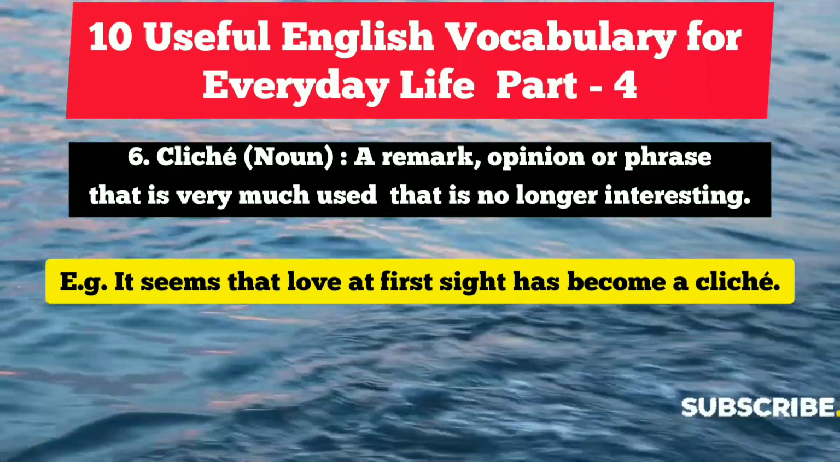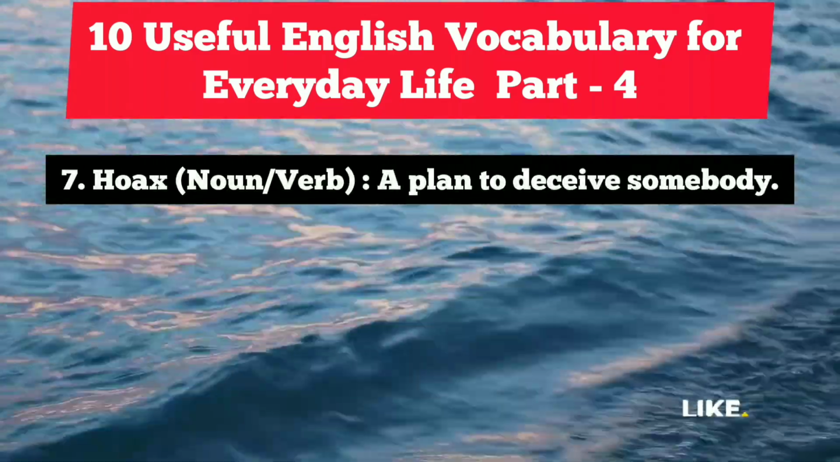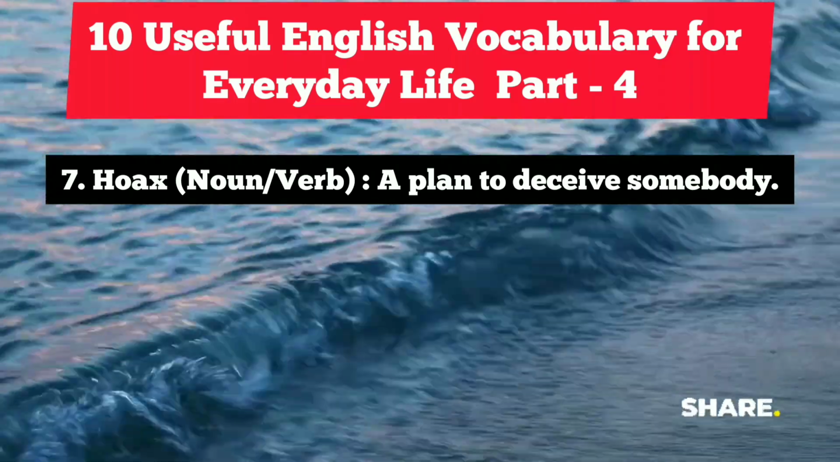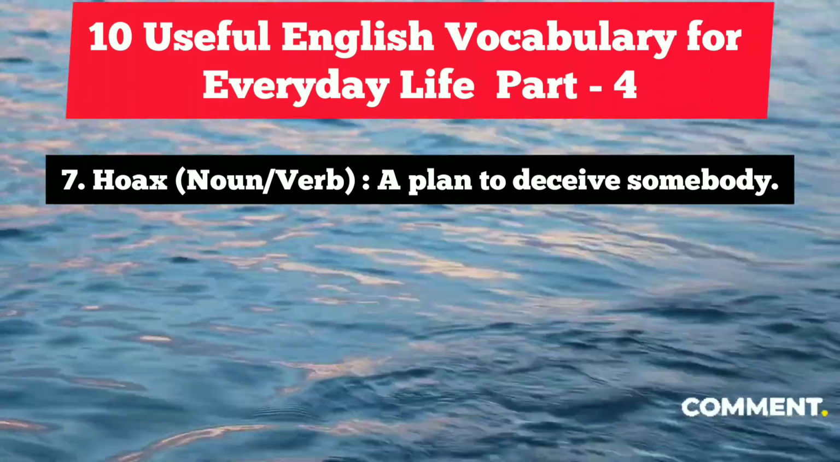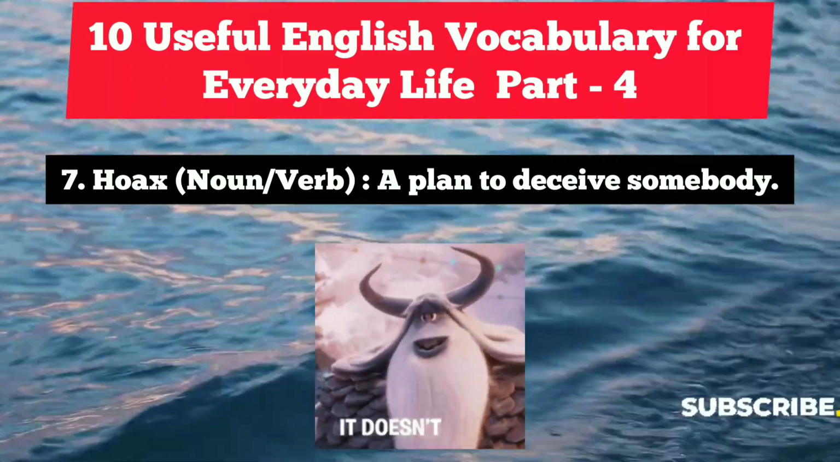Up next, we are going to focus on the seventh one. So number 7 is hoax. Hoax is used as a noun as well as a verb. So it's a very useful word. So let me explain the meaning. It means a plan to deceive someone is called hoax, right?